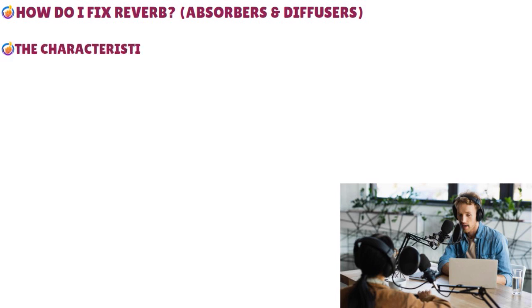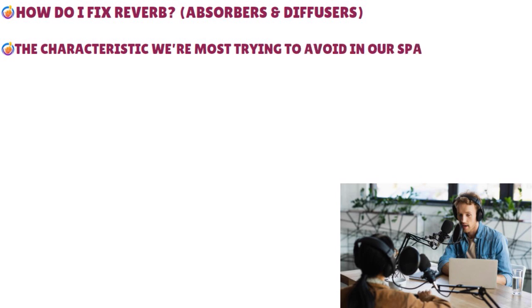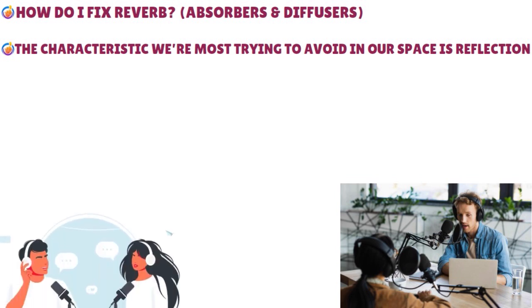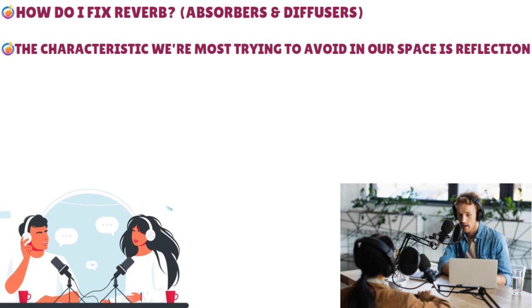The characteristic that we're most trying to avoid in our space is actually reflection. Specifically, what you want to avoid is direct reflections that bounce off the walls and into your ears or microphone. This means you want to create a space that either absorbs or diffuses the sound in the room without necessarily deadening the sound of the space being recorded in. And this is an important element to think about.